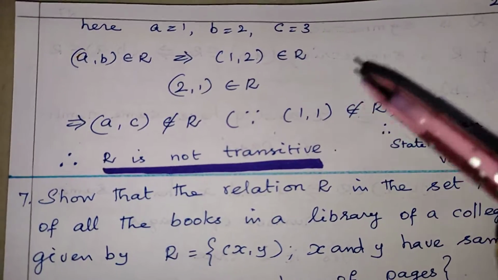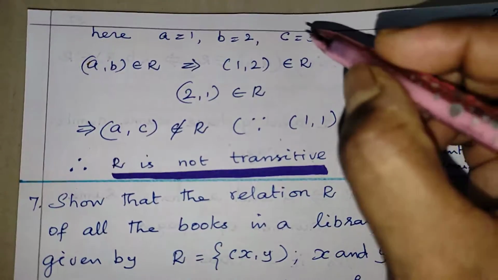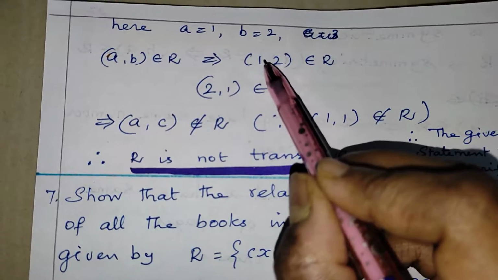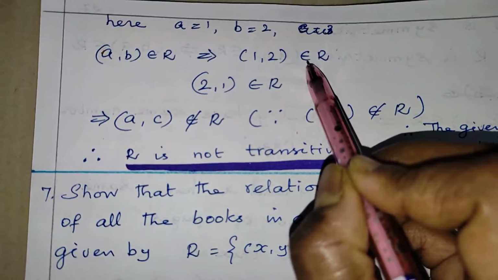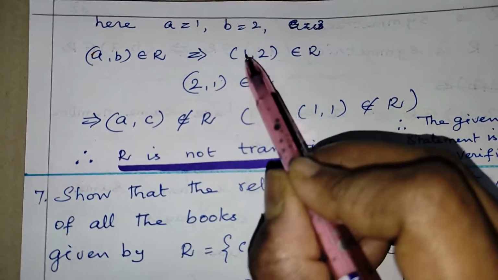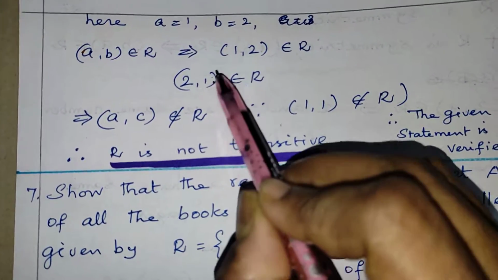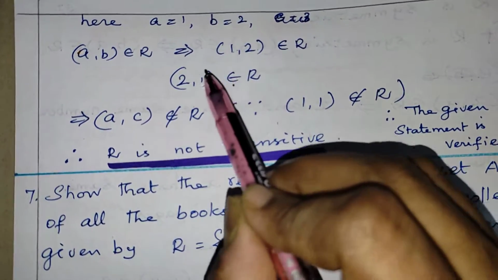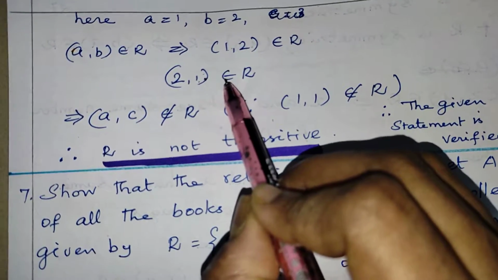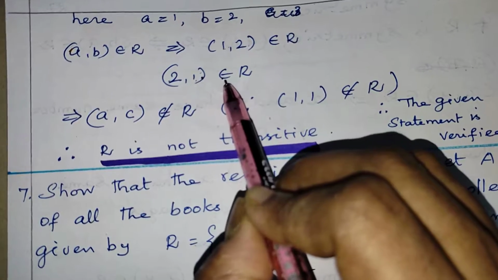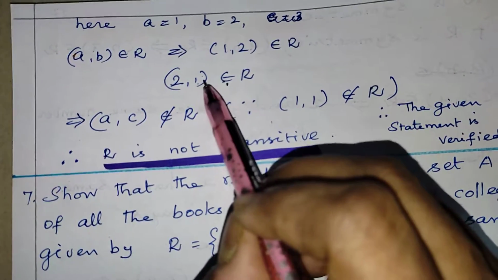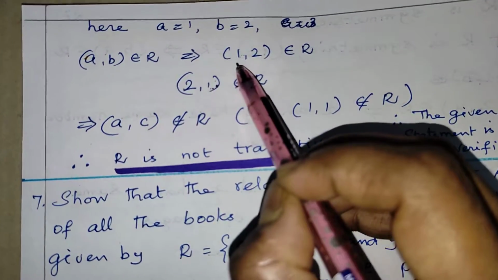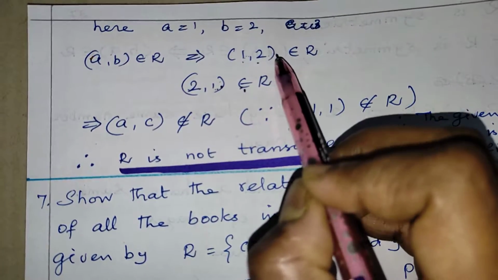(a, b) belongs to R, that means (1, 2) belongs to R. Another pair, because these two pairs are the only ones in the given relation, so we take the next pair (2, 1) belongs to R. (2, 1) belongs to R means, by the transitive condition, the third pair will be (a, c), and here that pair is (1, 1). Here we take a = 1, b = 2.